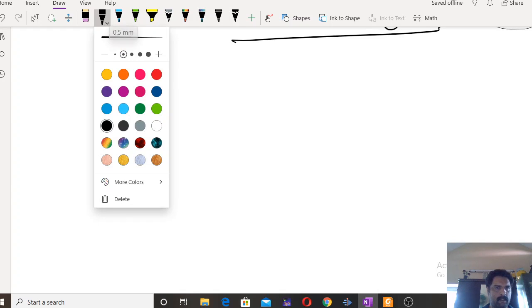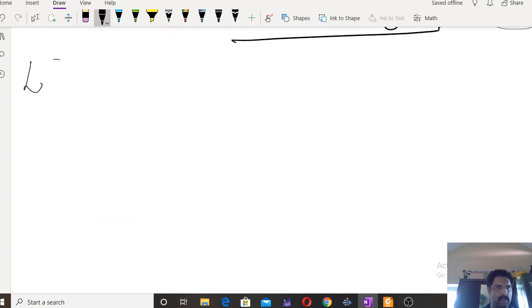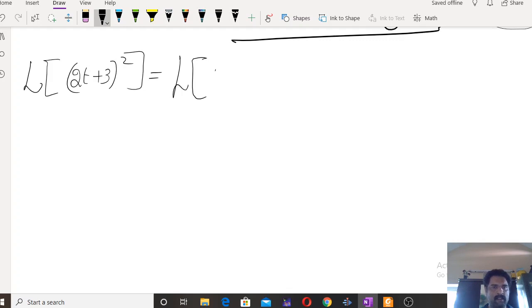Now consider another one, the Laplace transform of (2t plus 3) the whole square. That's a simple algebraic or polynomial expression. How do we calculate the Laplace transform? We just expand it as (a plus b) the whole square: 4t square plus 2 into ab, that is 12t, plus 3 square, that is 9.